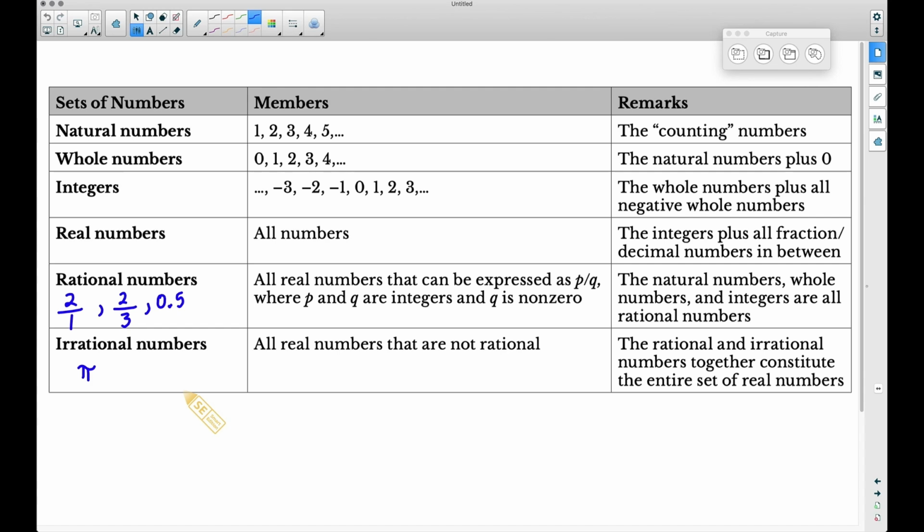But there are other numbers that are not rational. Now, let me write another number up here, the square root of 25. Now, the square root of 25 is 5 because 5 times 5 gives you 25. That is a rational number because we can write it as 5 over 1. As a matter of fact, the square root of 25 is a natural number because the square root of 25 is 5.